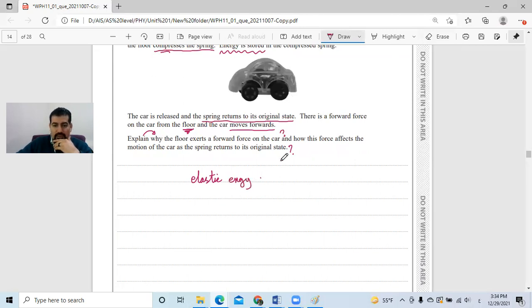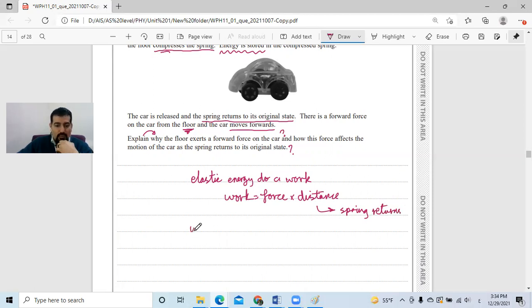Elastic energy does work, and this work is force multiplied by distance, and this is the distance until the spring returns back. Okay, returns.